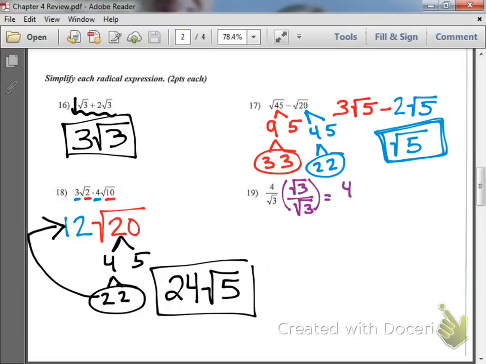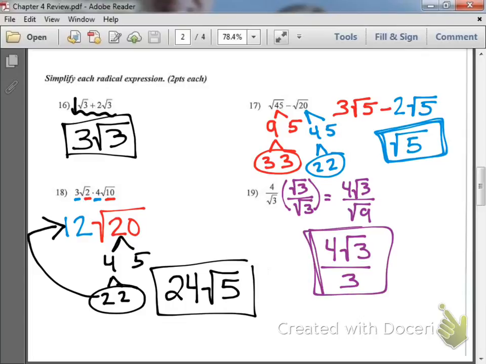So on the top you get 4 square root 3. On the bottom you get square root 9. What is the square root of 9? 3. Great.